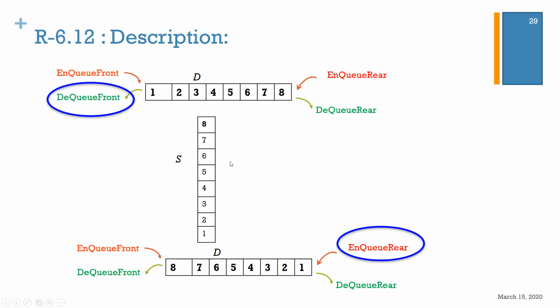This is the answer, or idea of the answer: just DQ from the front, push to the stack, and the results will pop again and NQ to the rear. Okay, clear?